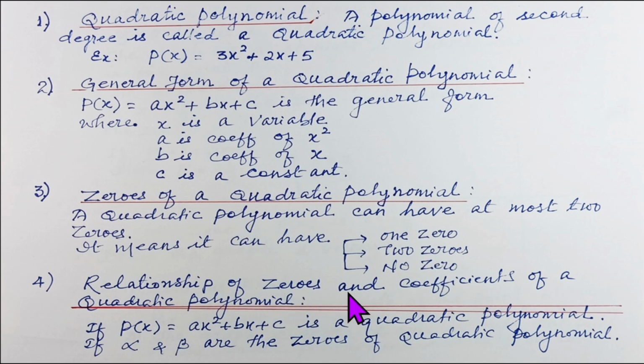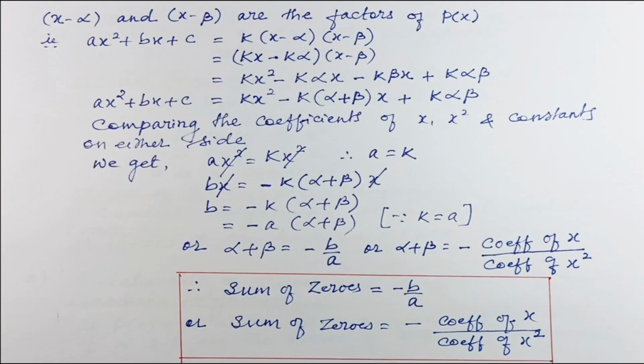Now, the relationship of zeros and coefficients of a quadratic polynomial. If p of x is equal to ax squared plus bx plus c is a quadratic polynomial, and alpha and beta are the zeros of the quadratic polynomial, then the polynomial can be expressed as the product of two factors, x minus alpha and x minus beta. Therefore, we have ax squared plus bx plus c is equal to k times x minus alpha into x minus beta, and these are the factors and k is a constant.